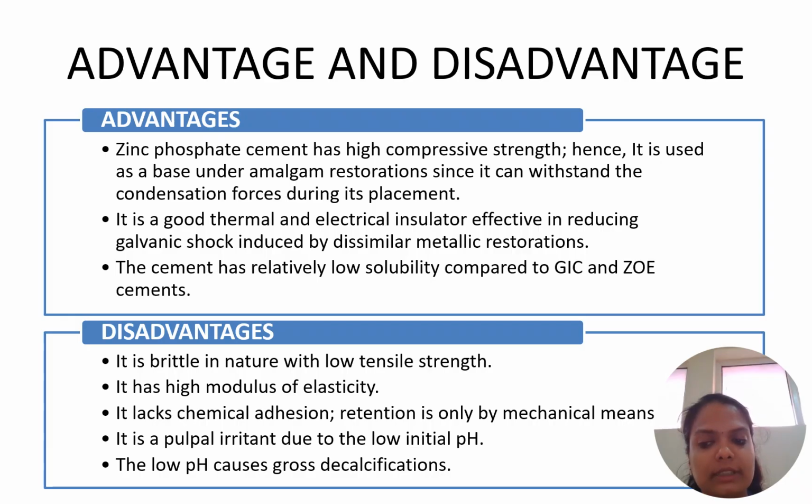Disadvantages of zinc phosphate cement are that it is brittle in nature with low tensile strength. It has a high modulus of elasticity. It lacks chemical adhesion. Retention is only by mechanical means. It is irritant to the pulp at low pH, which occurs in the initial stages of the setting reaction. The low pH can cause gross decalcification.